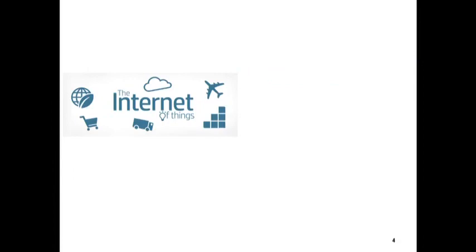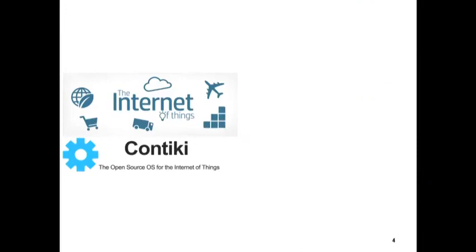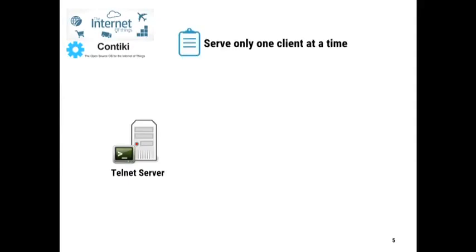As we all know, Internet of Things is becoming increasingly popular these days, and various operating systems and SDKs are being developed to program these IoT devices. Contiki is one such operating system. These IoT devices still use the Telnet protocol for communication and remote management. Therefore, Contiki provides a Telnet server implementation. One of the requirements of this implementation is that the server must handle only one client at a time. Now I'll show you how this implementation violates this requirement.